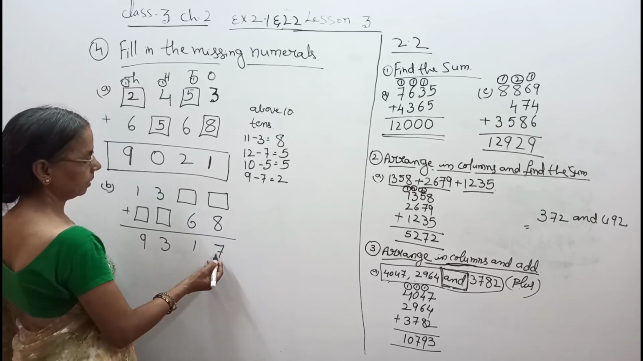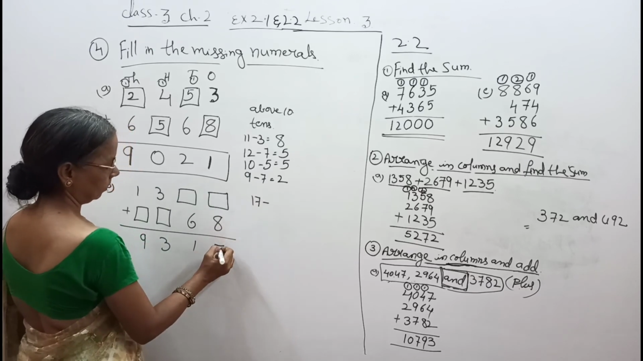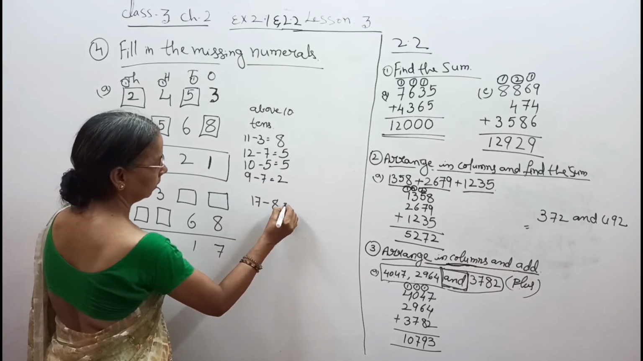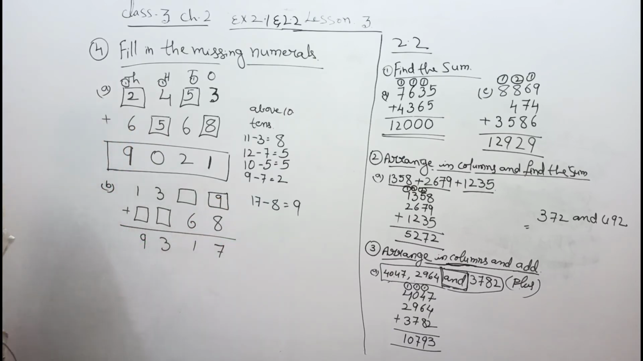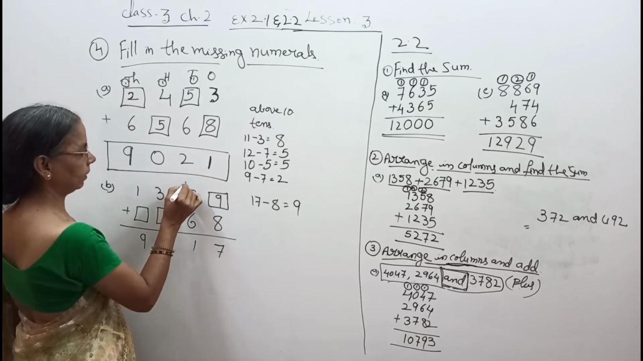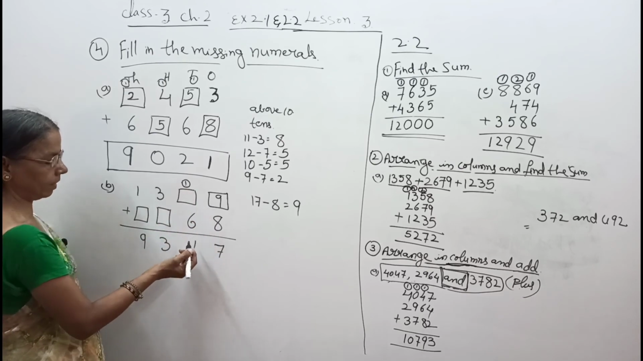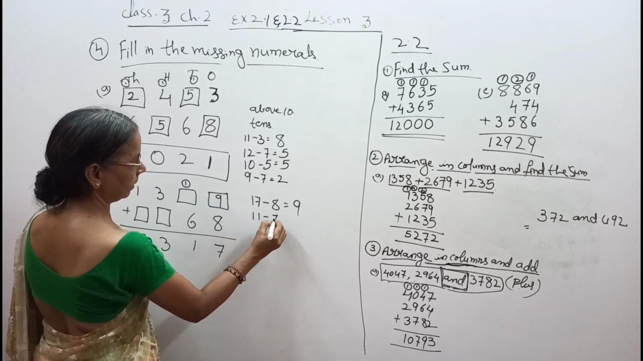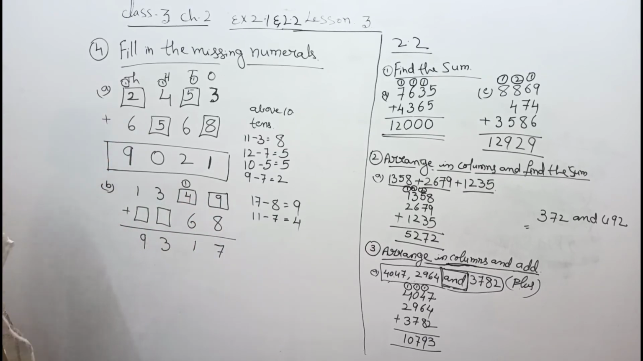7 means we have to assume it as 17 minus. We have to subtract the number from the answer, that is 8, we get 9. Here we have to write 9. Then here 1, 9 plus 8 is 17, carry 1. Now here 1, it is 6 plus 1, it is 7. Again 1 means we have to assume it as 11 minus 7, we get 4. We have to write it as 4.